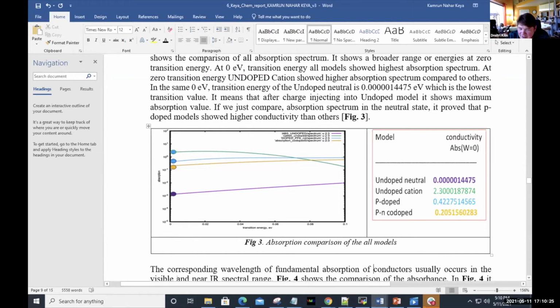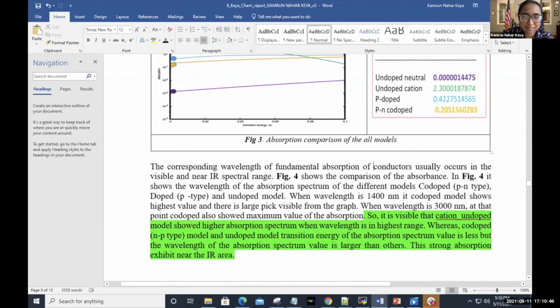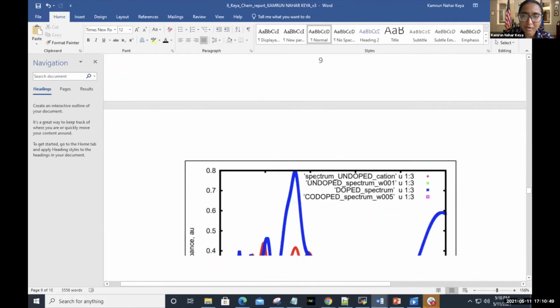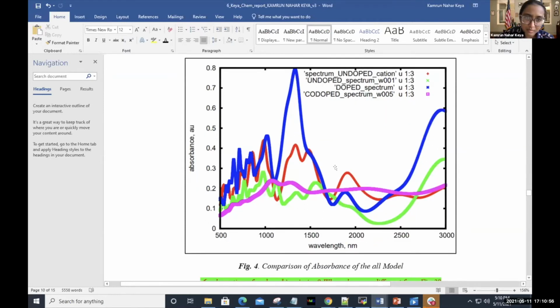So next question from me, do the shapes of the lines tell us anything? Which one? Do the shapes of the lines tell us anything? Shape of the line. Maybe you can go to the next figure and then address this question. Absorbance, graph, wavelength.